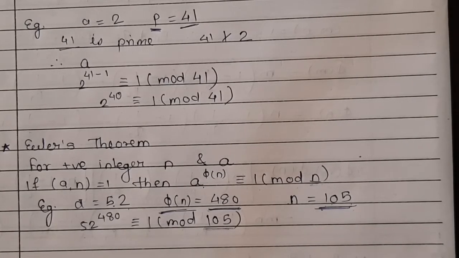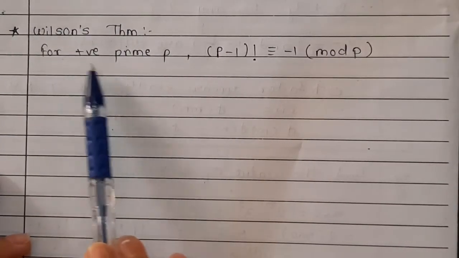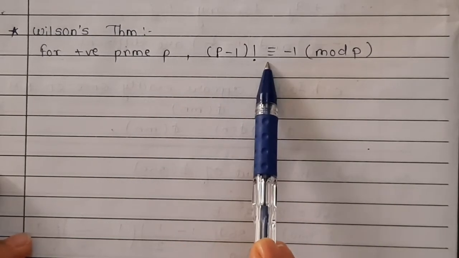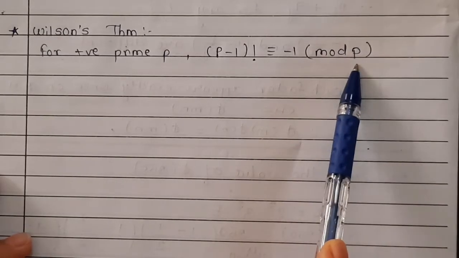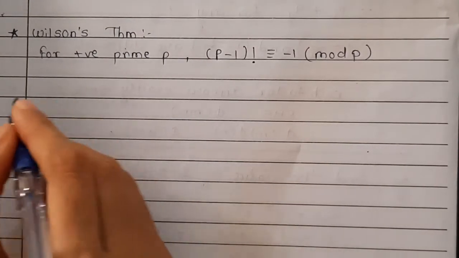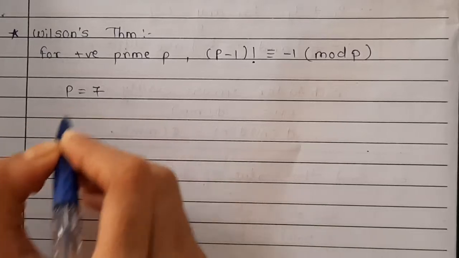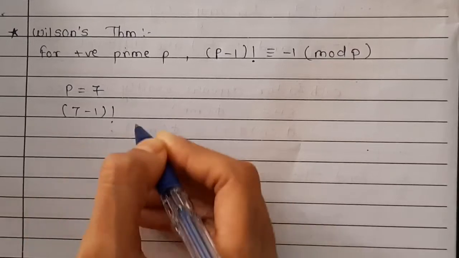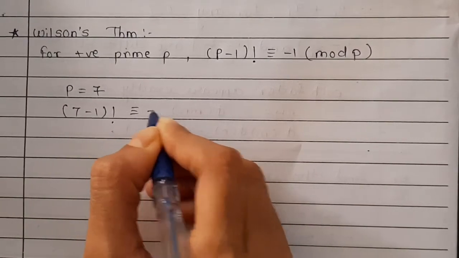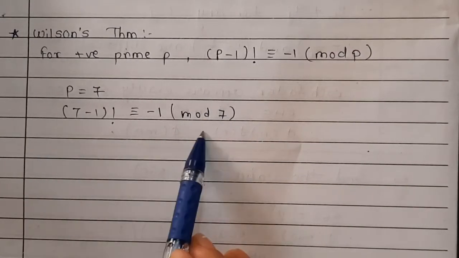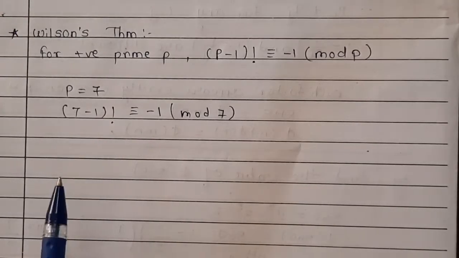Now the last theorem which we have is Wilson's theorem. For a positive prime p, p minus 1 factorial is congruent to minus 1 mod p. Let's see how we can write this in mathematical form. If p is equal to 7, then you write 7 minus 1 factorial is congruent to minus 1 mod 7. This is how you write Wilson's theorem in mathematical form.